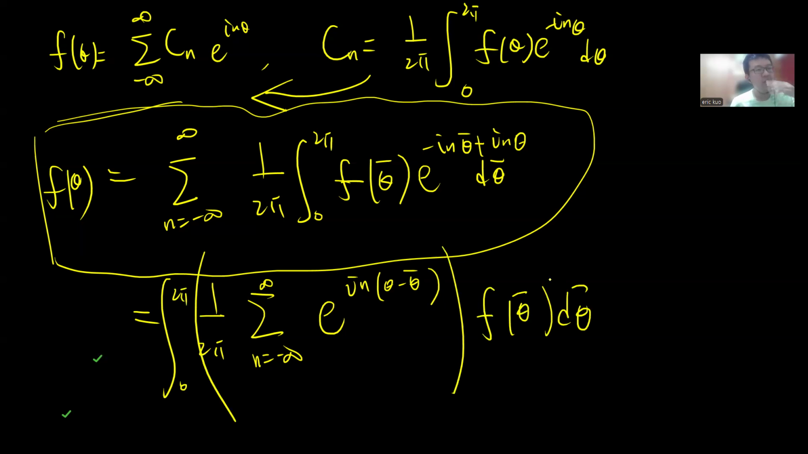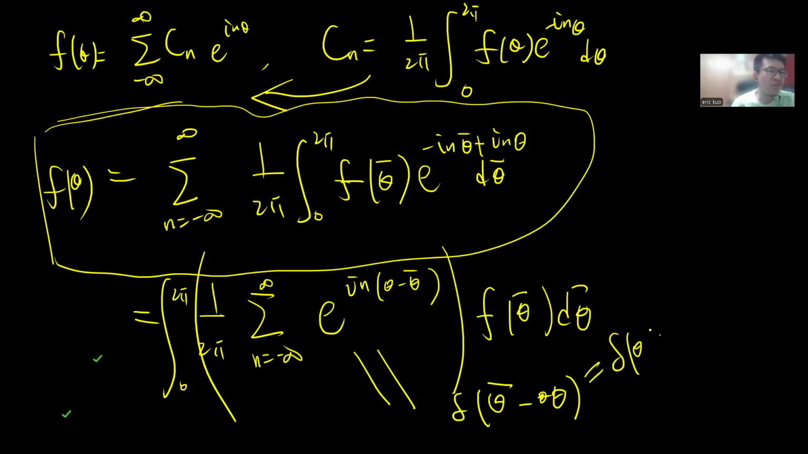Okay. So indeed, what you're saying is that this guy should serve as a delta function, maybe theta bar minus theta, or actually it's the same as theta minus theta bar. So if you prove it is true, then the integral of delta of theta minus theta bar times f of theta bar, d theta bar, will give you f of theta, right? So the problem is why this is true.